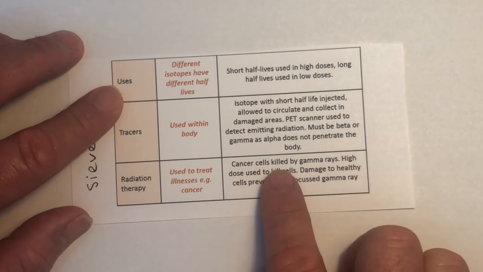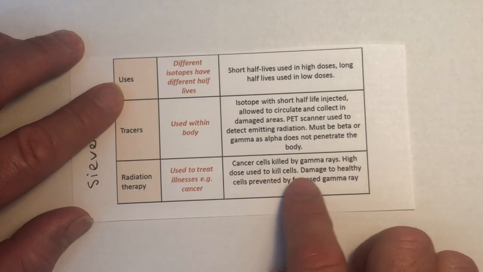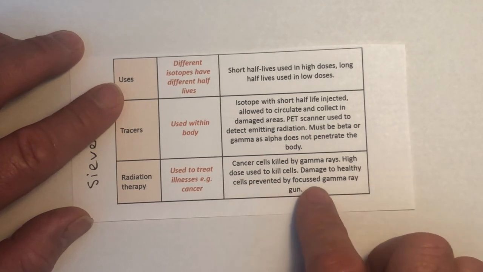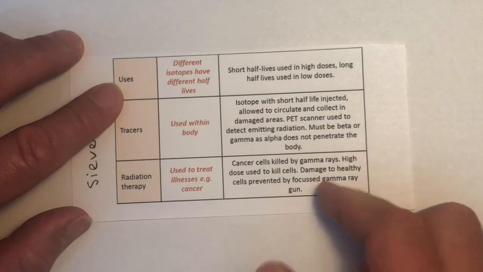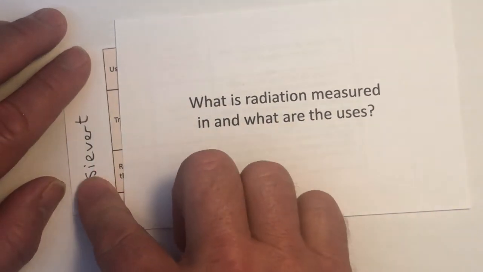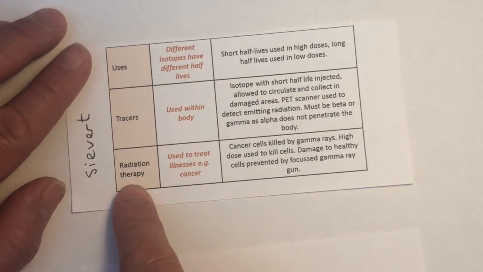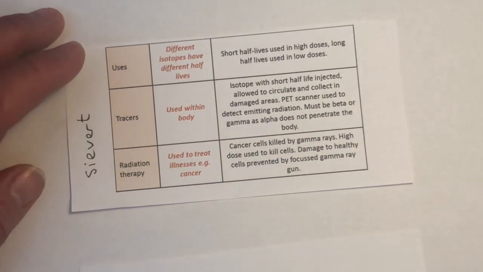Another use is radiation therapy, used to treat illnesses, for example cancer. Cancer cells are killed by gamma rays, a high dose is used to kill the cells, and damage to healthy cells is prevented by focusing the gamma ray gun. So that answers the question: what is radiation measured in? Sieverts. What are its uses? Tracers and radiation therapy. They're two key ones.